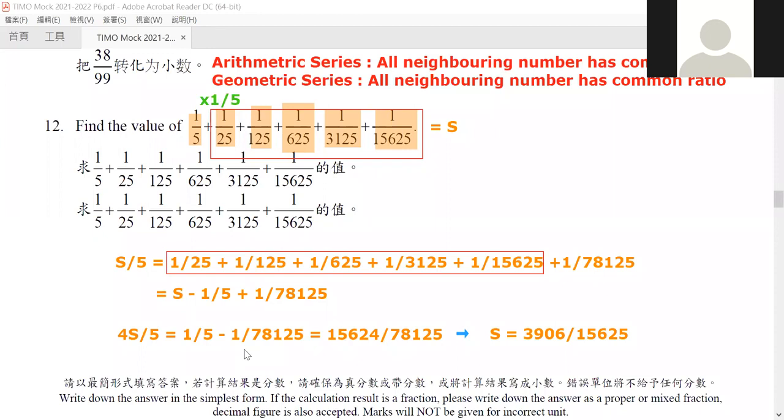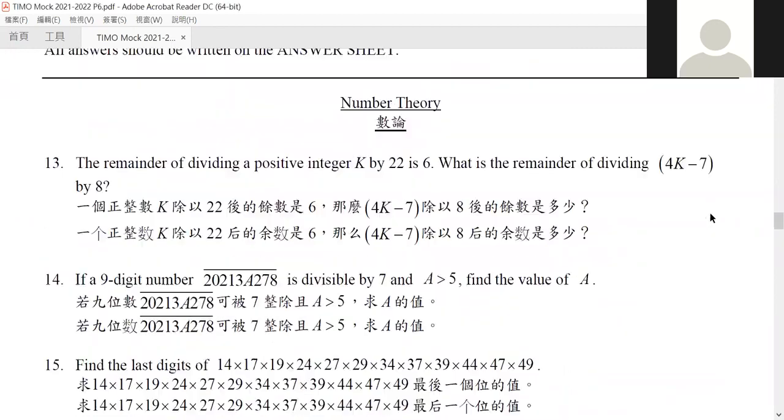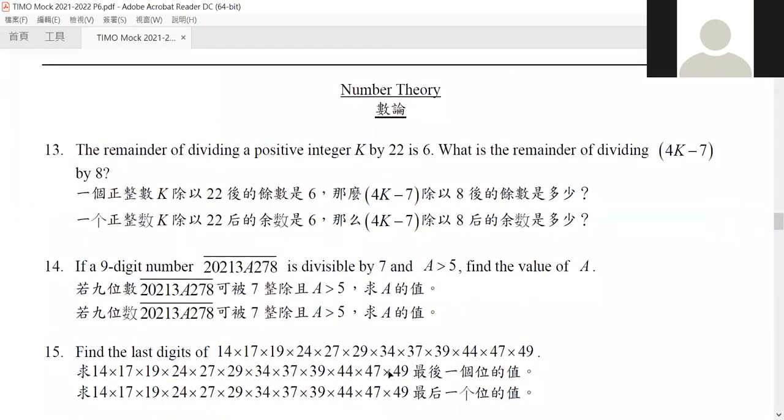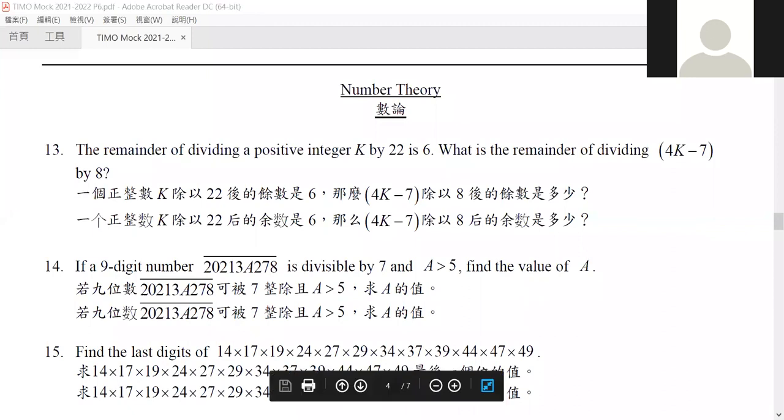Now, this technique itself is very useful. Okay. So this is the end of part 2 of this paper. Is there a question? This is the end of part 2. If no, let's go to part 3, number theory.